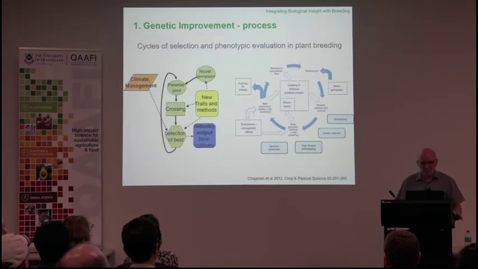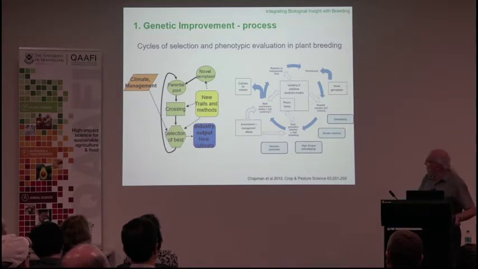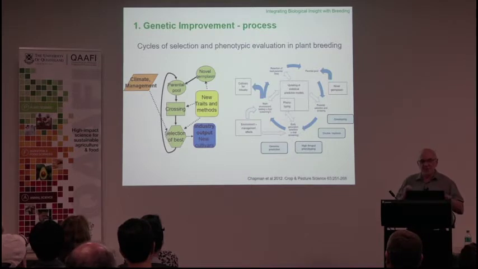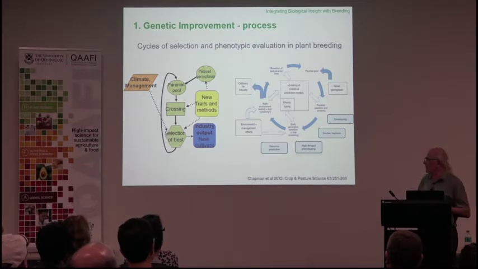So let's start off with a crop physiologist's view of genetic improvement. So we've got here on the left the simple notion of parental pool, crossing those parents, growing them out, selecting the best, and having these cycles of selection that can bring in new traits and ultimately send out new cultivars to industry. So this is a very simplistic cycle of selection view.